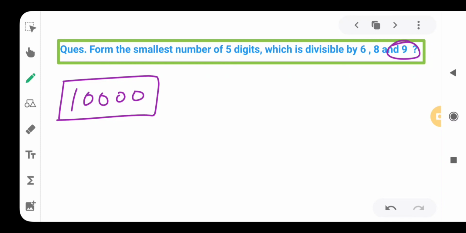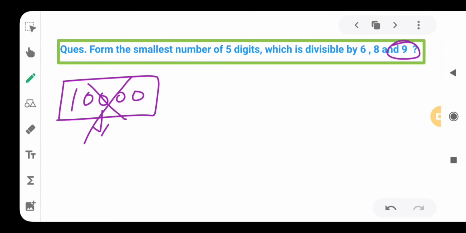We check 9 first. On checking divisibility by 9, we find that this is not divisible by 9. That means if we add the digits of 10000, we will get 1, and 1 will never be divisible by 9. So this is not the smallest 5 digit number that works.